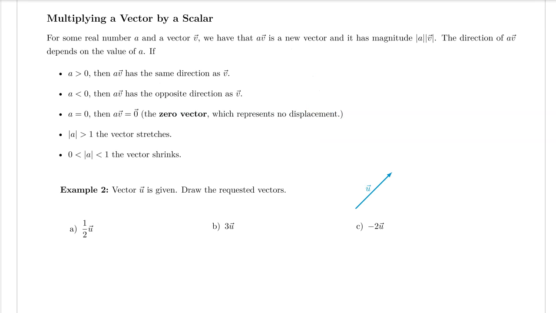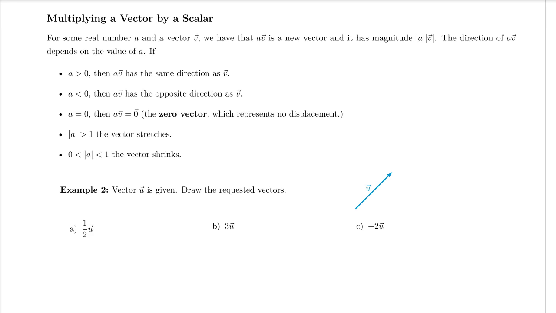Let's talk about multiplying a vector by a scalar. For some real number a and a vector v, we have that the vector a times vector v is a new vector and it has magnitude. This first set of vertical bars are absolute value bars, and then the second notation is the magnitude of the vector v. They don't quite work exactly the same because one is a number and one is a vector.